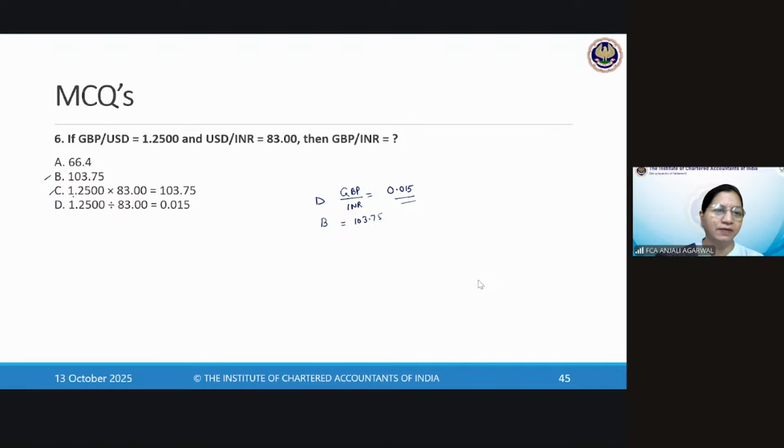You got to B by using this. One is multiplication and the other one is divide. When we divide, USD will cancel and INR will be in the denominator. Sorry ma'am, I think I am wrong.